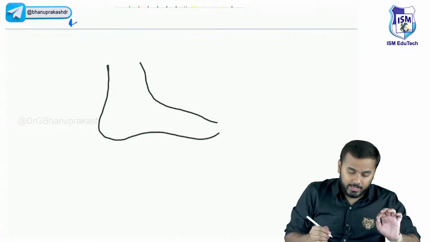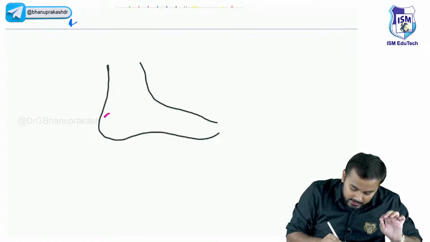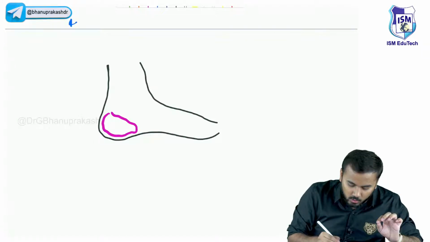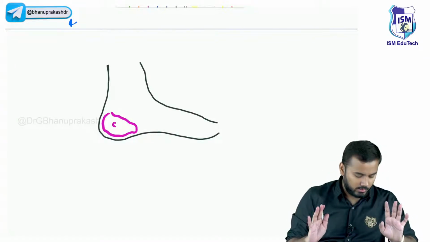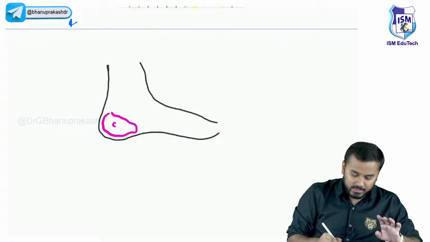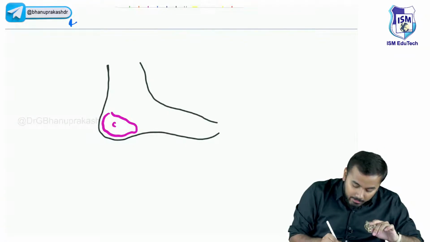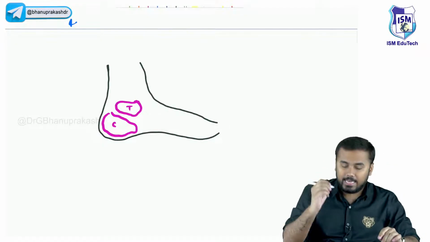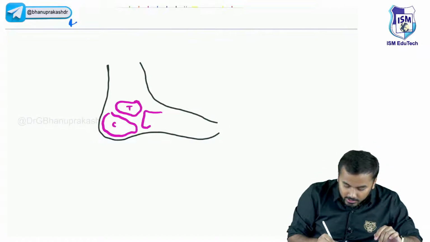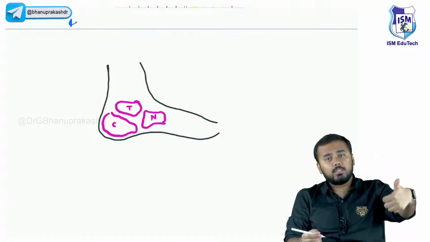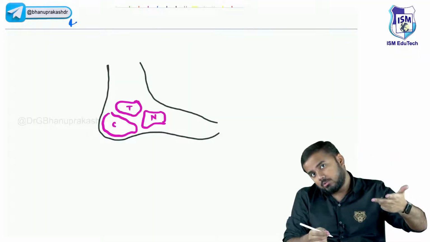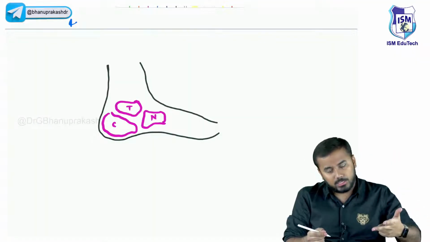Right. So here, all of you know that this heel bone is called the calcaneus. Just remember it. Even if you don't know, just listen to whatever I'm telling. Above that, you have this bone called the talus. T stands for talus. And here you have another bone, the navicular bone. Three bones: calcaneus, talus, as well as navicular bone.